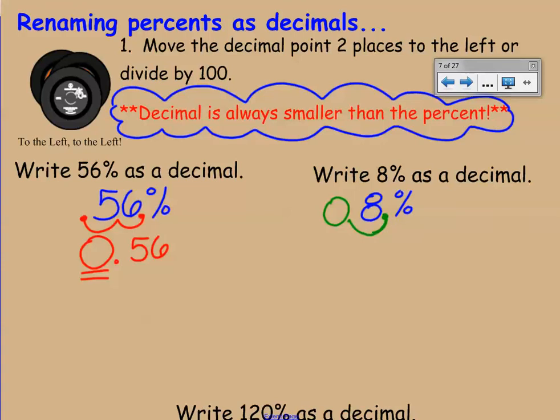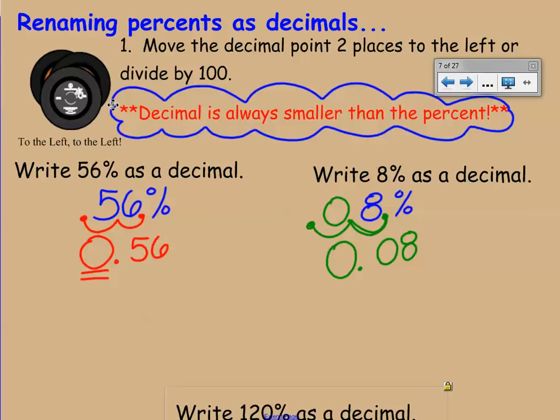Now I can move my decimal over 1 time, 2 times, so it ends up being in front of a 0. So I'd have 0.08 or 8 hundredths as my decimal. So 8% becomes 8 hundredths. Again, no percent because that is now a decimal. That's how we can tell the difference between them.